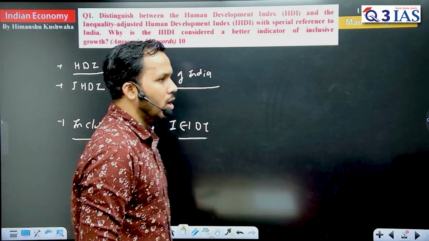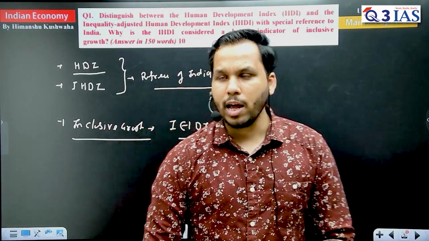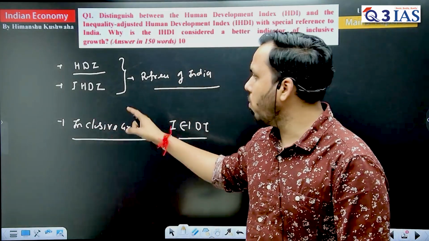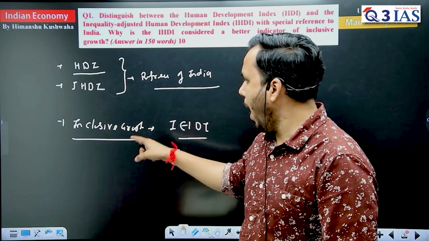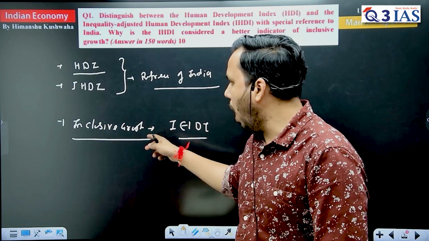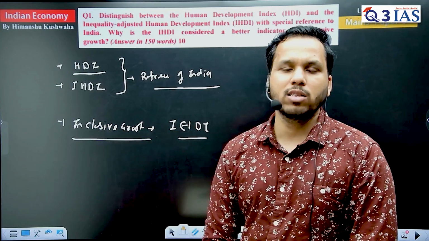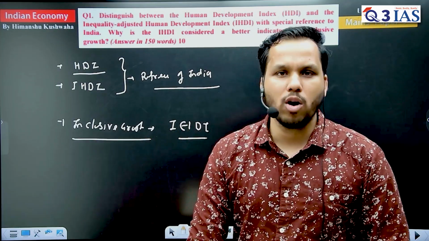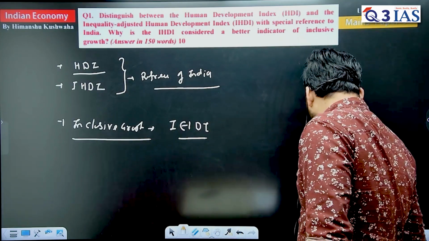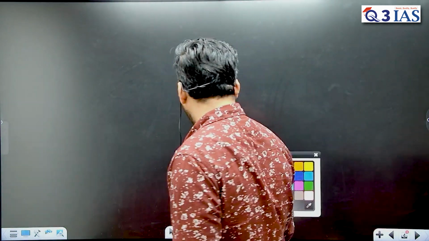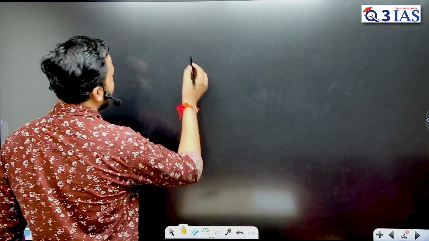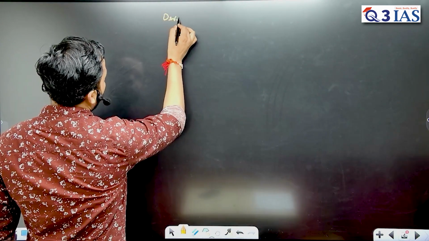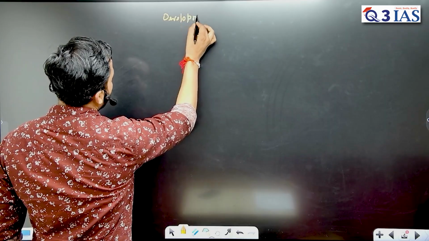First of all, we will write about the Human Development Index, then we will write about IHDI, and then we will write about how IHDI plays a role in achieving inclusive growth in the economy. So we will start writing the answer. First of all, we will write about development. Write down what development is.